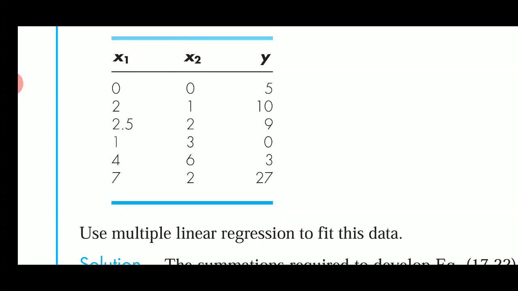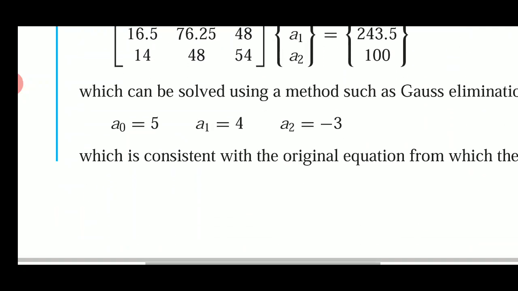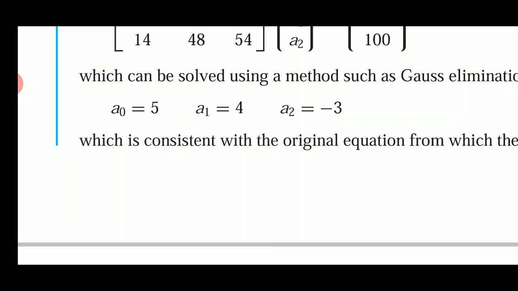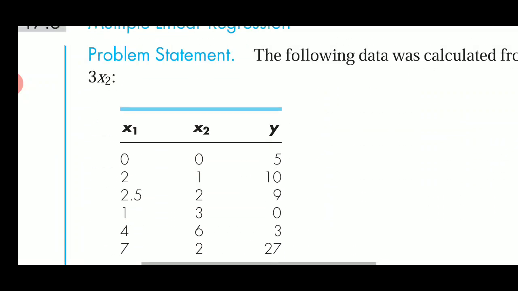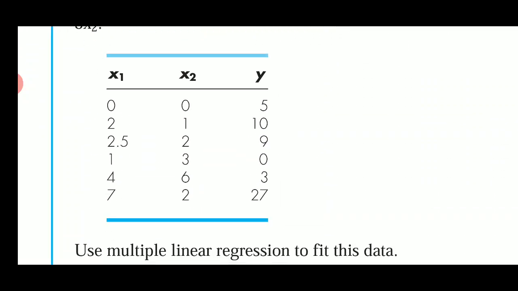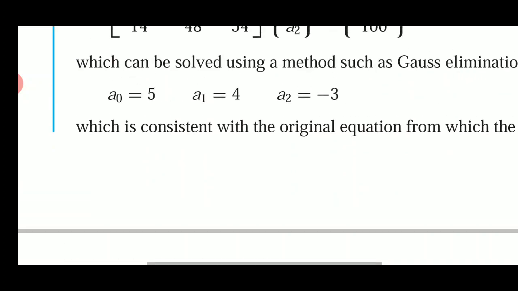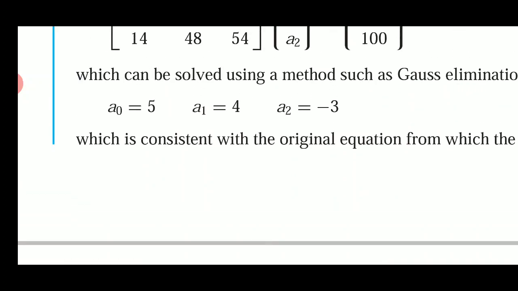This cannot be determined just by looking at the data, but now we have fit the line and we got this a0, a1 and a2. That means y is equal to 5 plus a1 x1 plus a2 x2. Using this equation, I can substitute any value of x1 and x2 and I can predict the value of y, right? So this is the advantage of multiple linear regression.